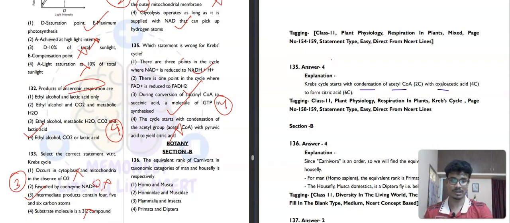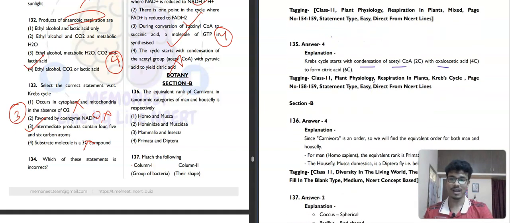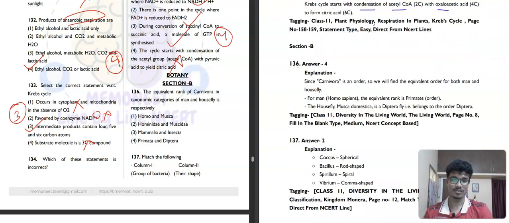Now question number 136, the equivalent rank of Carnivora in taxonomic group of man and housefly respectively: Homo and Musca, Hominidae and Muscidae, Mammalia and Insecta, then Primata and Diptera. This is asking about the rank, okay. So the equivalent rank of Carnivora. Carnivora is an order, so we have to find the equivalent order for both man and housefly. For man, the equivalent rank order is Primata, and for housefly it is Diptera. So the fourth option is the correct one.